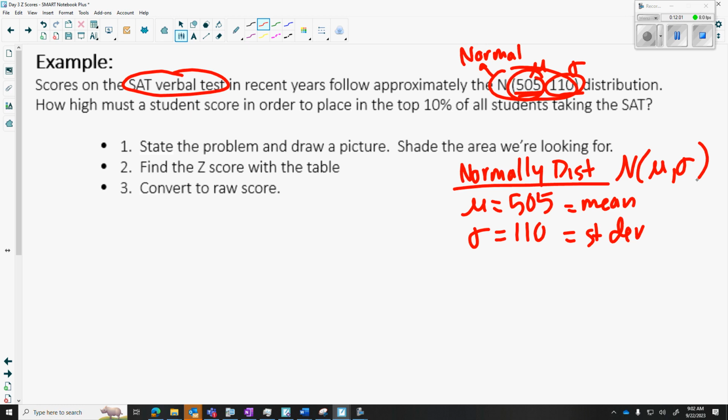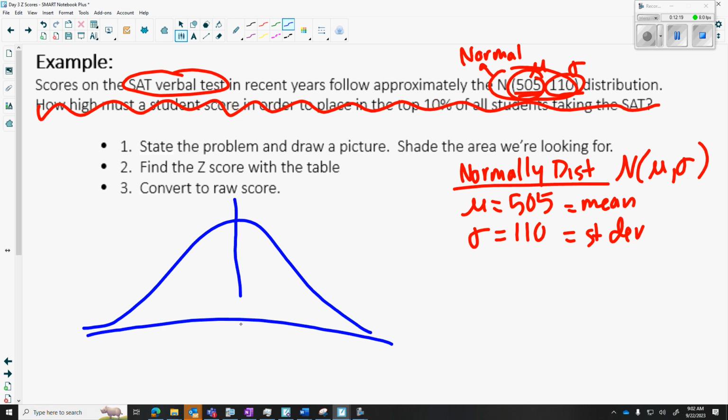How high must a student score to be in the top 10% of all students taking the SAT? Okay, we are not going to do this part yet. I am just going to set up the bell curve for you. It says state the problem and draw a picture. So the first thing you always want to do with bell curve problems is draw a bell curve and in the middle draw a line and put the mean. So the mean is 505, we're going to put it in.